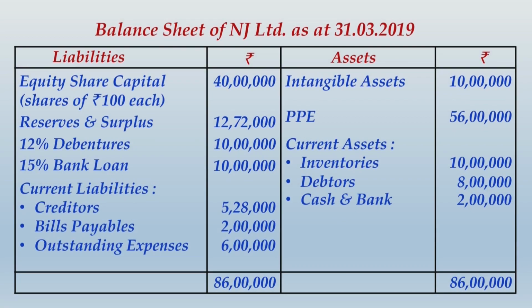Let's start reading this question first of all. So what we find, we have been given balance sheet of NJ Limited as at 31/3/2019. Now you have equity share capital, reserves and surplus, 12% debentures, 15% bank loan, and then you have current liabilities. Then you have in the asset side intangible assets, PPE standing for property, plant and equipment. Then you have current assets including inventories, debtors, cash and bank. Balance sheet is readily given to you dated 31st March 2019.